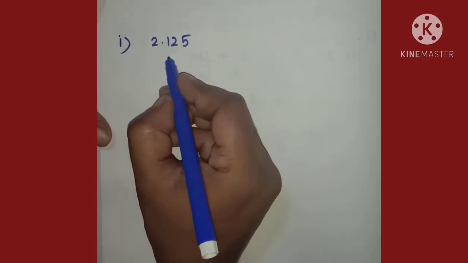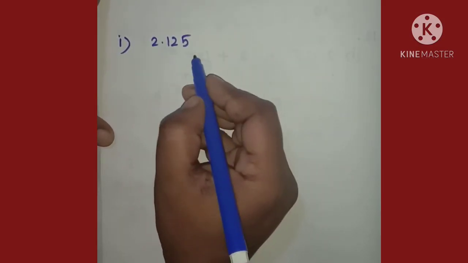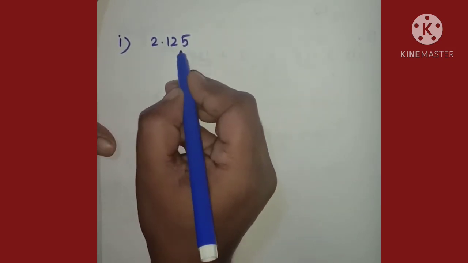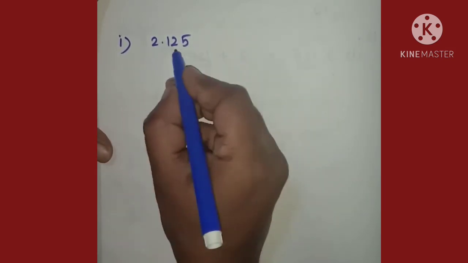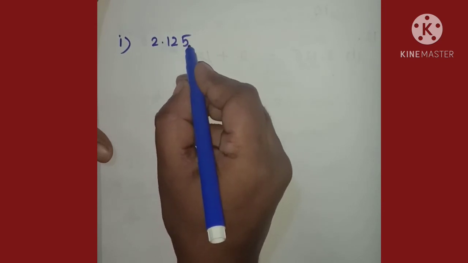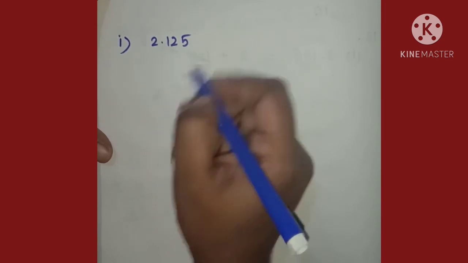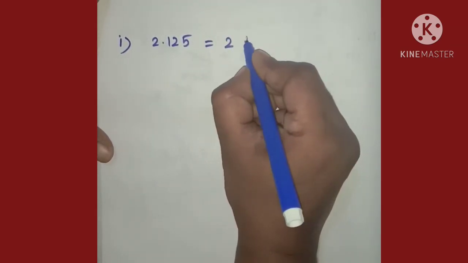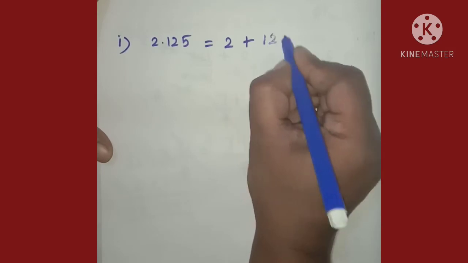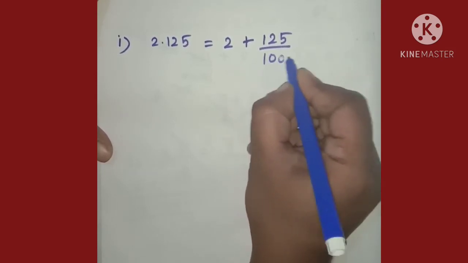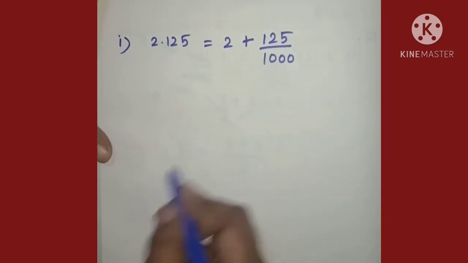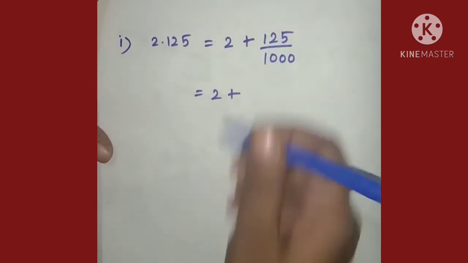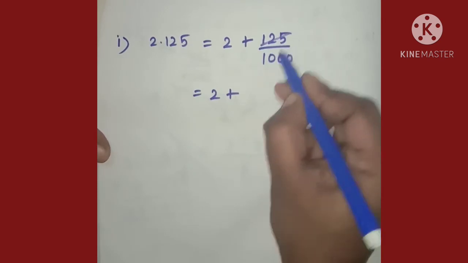Now students, convert the following decimals into fractions and reduce them to the lowest form. So 2.125 can be read as 2 and 125 thousandths. So that is 2 and 125 thousandths, which can be written like this: 2 plus 125 by 1000.